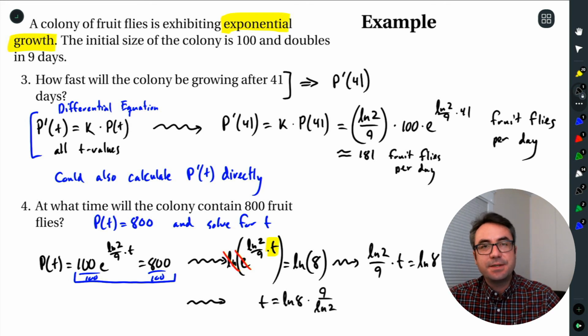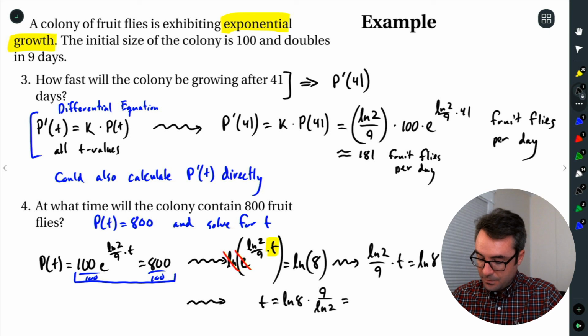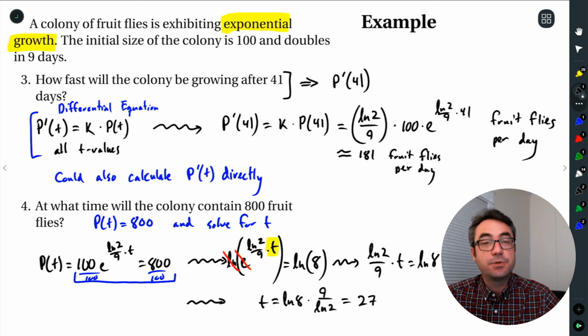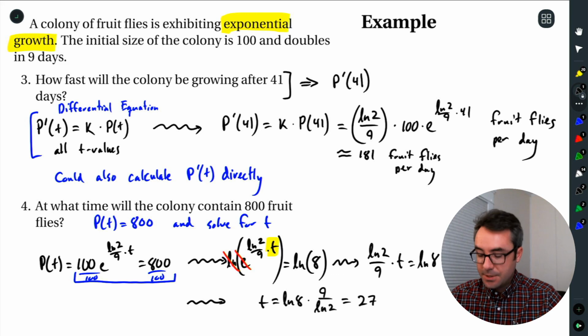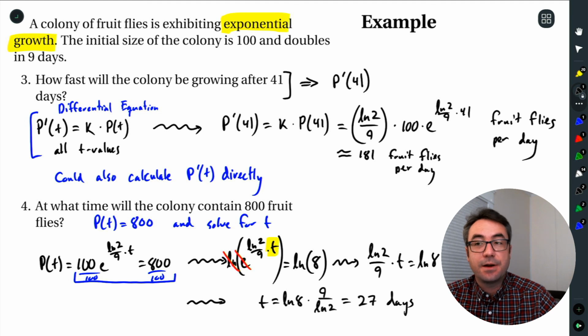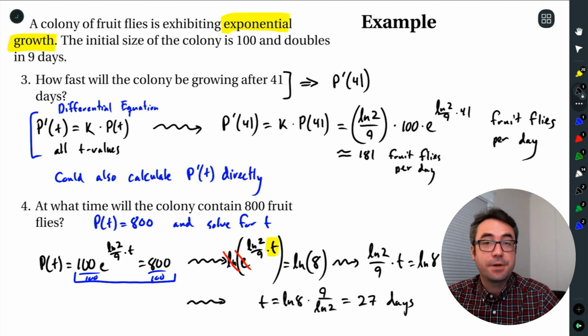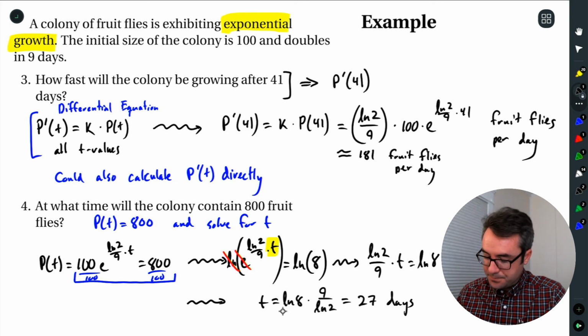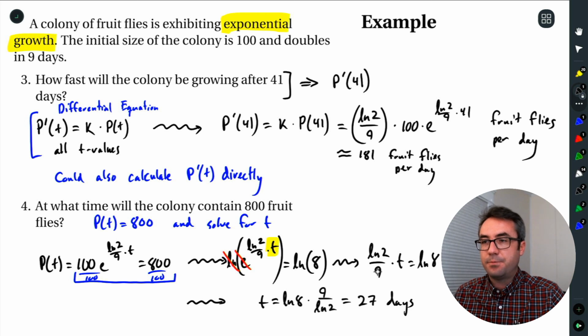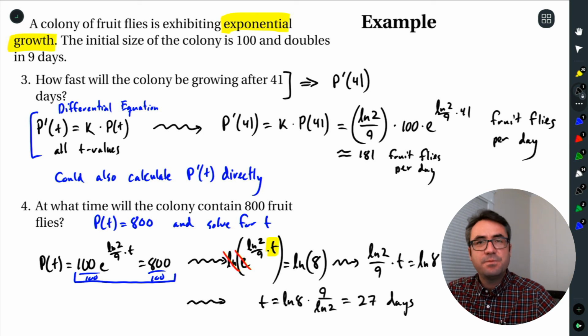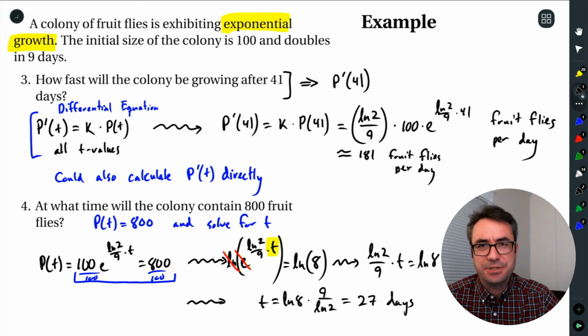And that simplifies. If we wanted to play some games, that actually does simplify, and it actually is equal to 27 exactly. So after 27 days, the size of our population is going to be 800. All right. So right here we just multiplied both sides of this equation by the reciprocal of natural log 2 divided by 9. So some fun games to play with these exponential equations.